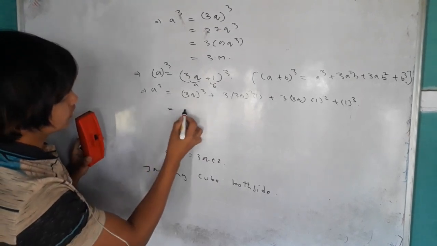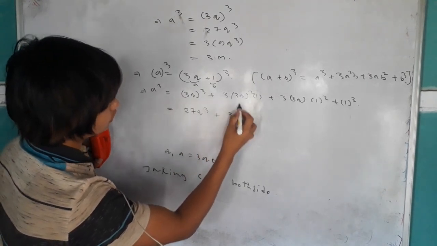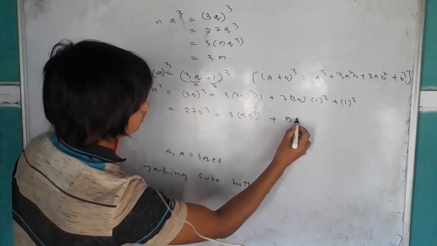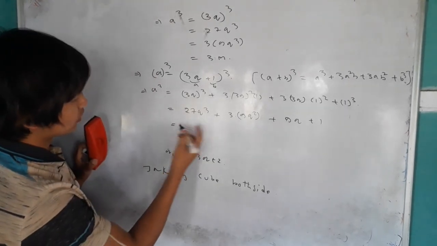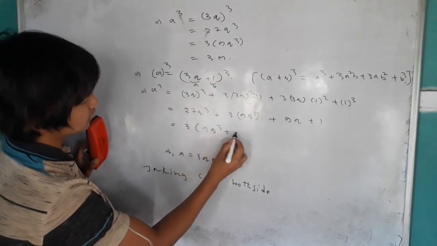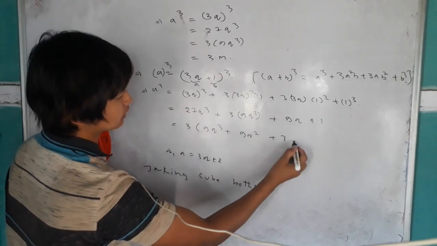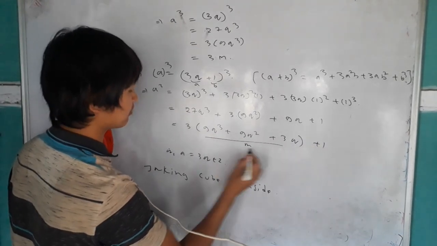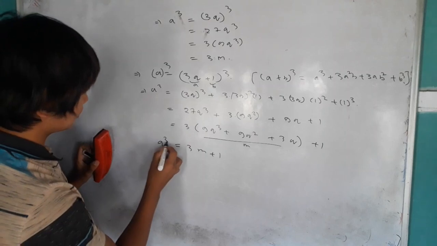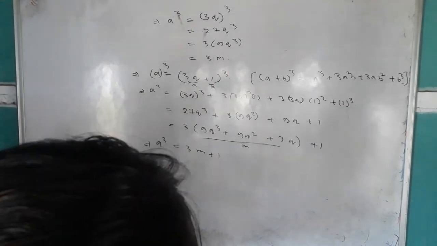So 27q cube plus 3 into 3 square, 9q square, plus 3 into 3, 9q, plus 1. So we can take common 3: 9q cube plus 9q square, because 3 is out, plus 3 into 3, 9q, plus 1. This can be written as m because it is an integer, so it will be 3m plus 1. So the cube of any positive integer will be written in the form of 3m or 3m plus 1, or we need to prove one more also.